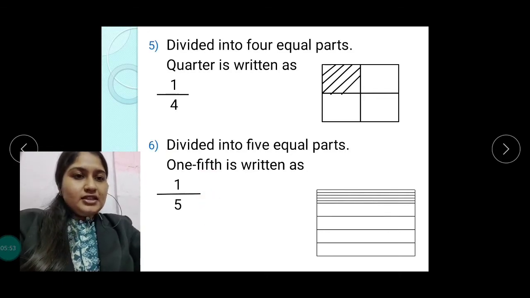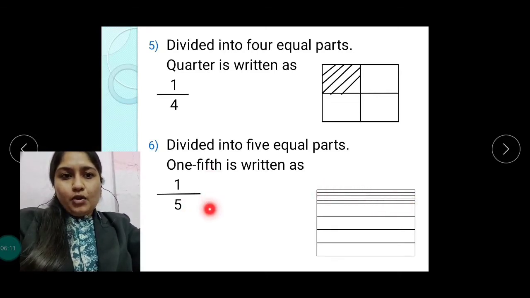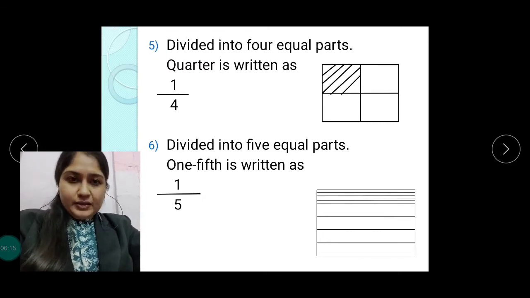Students, as you can see here, this rectangle is divided into 5 equal parts. See, 1, 2, 3, 4 and 5. So 5 parts in total. Then only one part is shaded. So 1 upon 5, right? It is also said as 1/5.